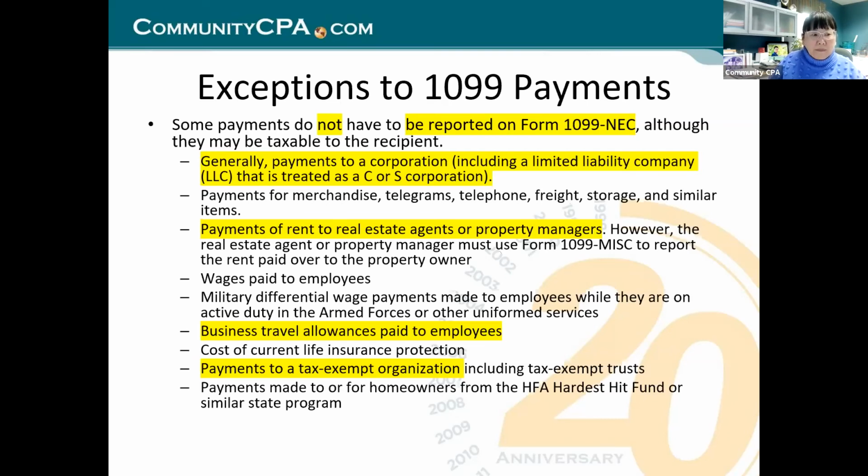All right, payment of rent to a real estate agent and a property manager. Let's say you are a business and you are renting your space. Do you need to send a 1099 to your landlord? No, you don't need to. Paying rent is okay. There are some exceptions, but most likely you are already doing that because nobody asked you for it, so you probably never really did it, right?